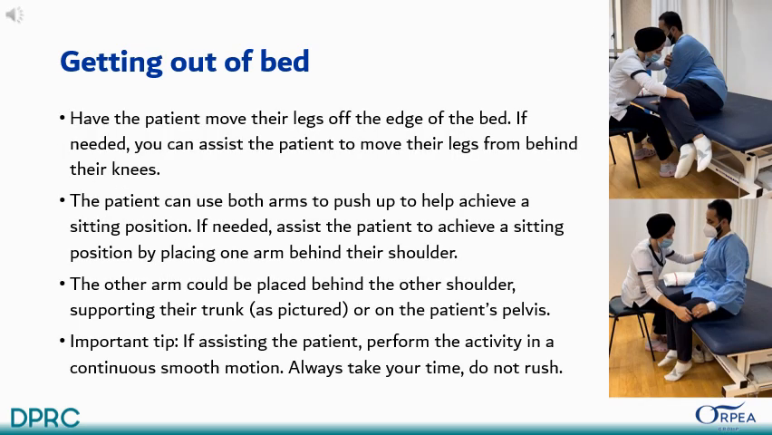Have the patient move their legs off the edge of the bed. If needed, you can assist the patient to move their legs from behind their knees. The patient can use both arms to push up to help achieve a sitting position. If needed, assist the patient to achieve a sitting position by placing one arm behind their shoulder. The other arm could be placed behind the other shoulder, supporting their trunk, as pictured, or on the patient's pelvis.